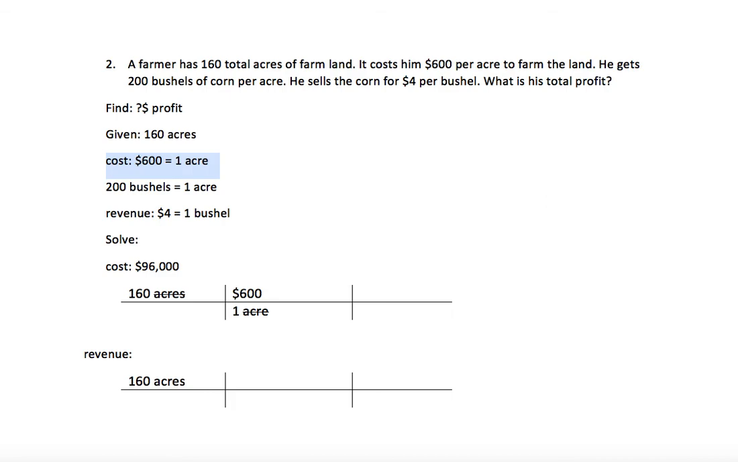Okay, so in this one, we have to separately calculate the cost based on the acres and the cost per acre, the revenue based on how many bushels of corn he gets per acre, number of acres, and how much he can sell the corn for, and then the difference, the revenue, what he gets selling the corn, minus the cost, what it costs him to farm the land, gives us the farmer's total profit.